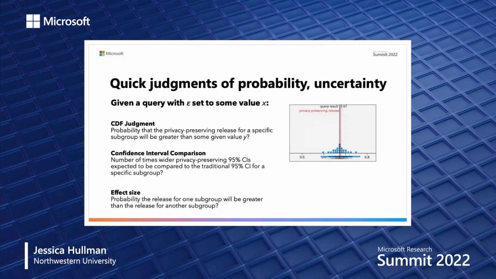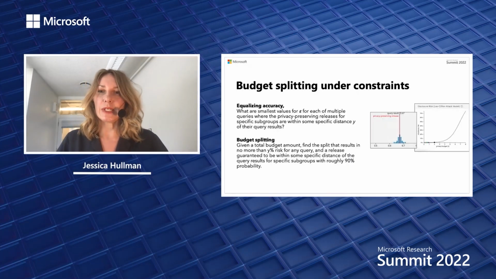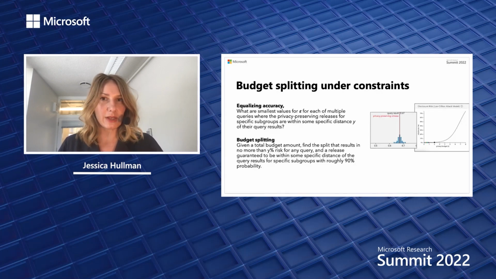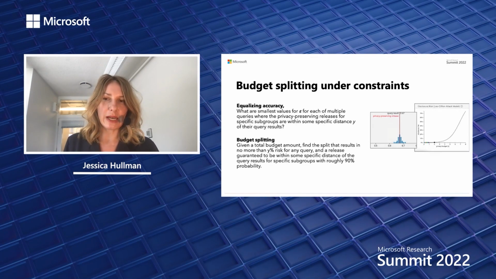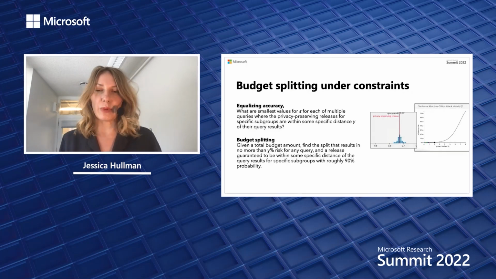We also had them judge the effect size of comparisons between subgroups for a particular query, which users of such data might naturally do to judge how real or important a difference between groups seems to be. We also asked participants to split a total privacy budget under various constraints. They had to find the smallest budget values that achieved accuracy constraints and split a budget under risk constraints. Both of these tasks were designed to mimic the sort of probabilistic reasoning that one would have to do to effectively use DP and reason about its implications in a real-world setting.